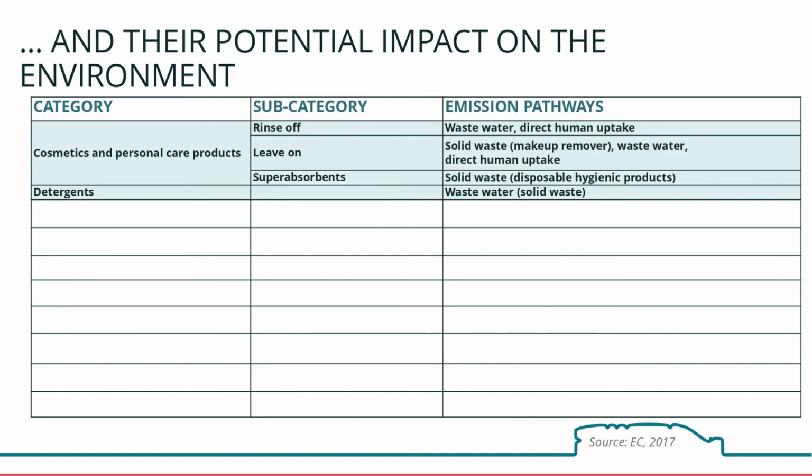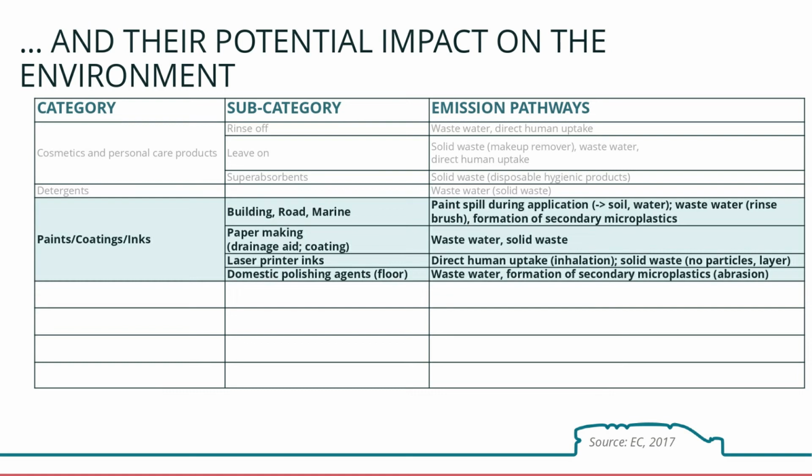The same goes for detergents. As we can see, the emission routes are via wastewater or solid waste. When we talk about paints, inks, and coatings, the emission routes depend on the product's use area. We are even interfering more in industrial use, as paints, coatings, and inks are widely used in industry. We also have additional emission routes into the environment, such as spills of paint during the application, transport, and abrasions.